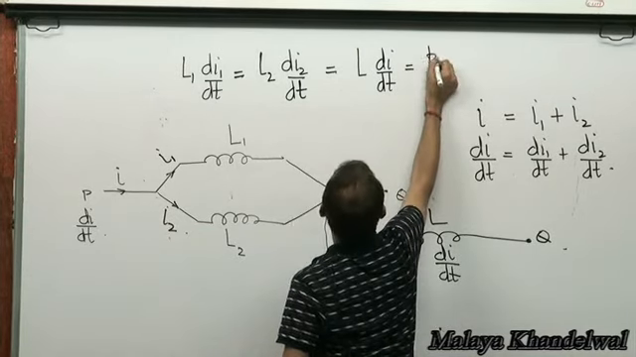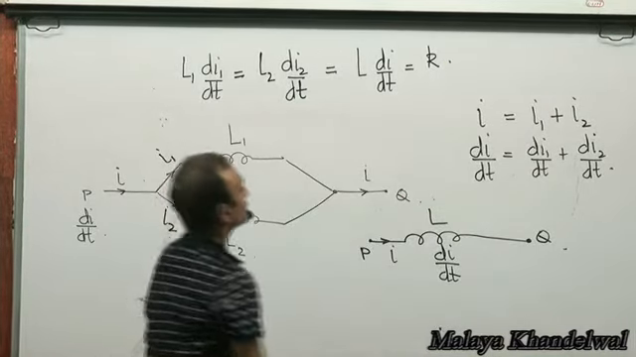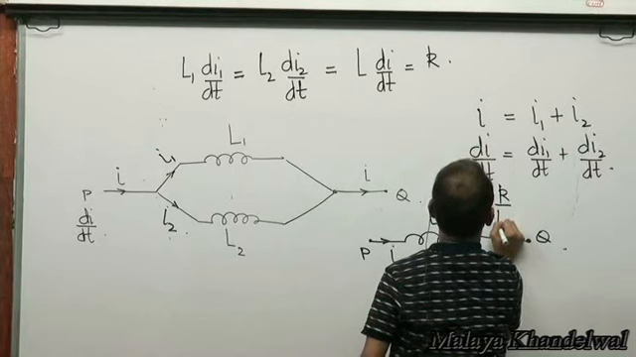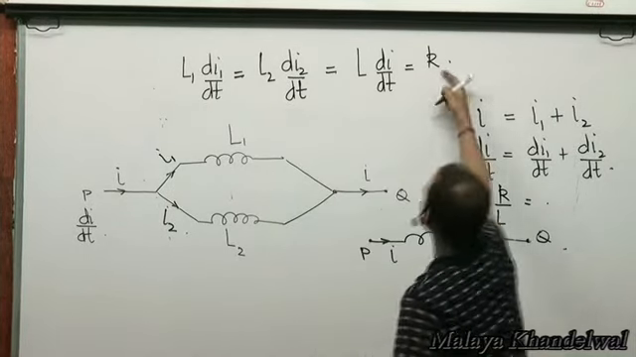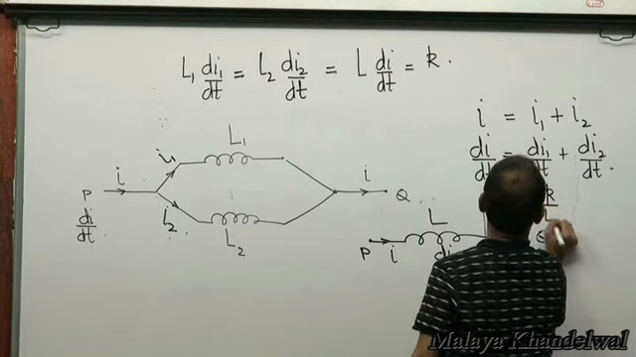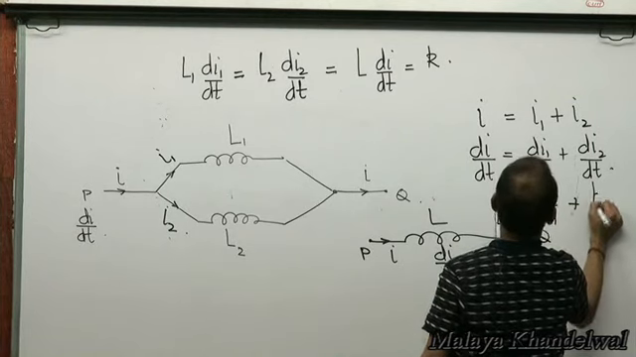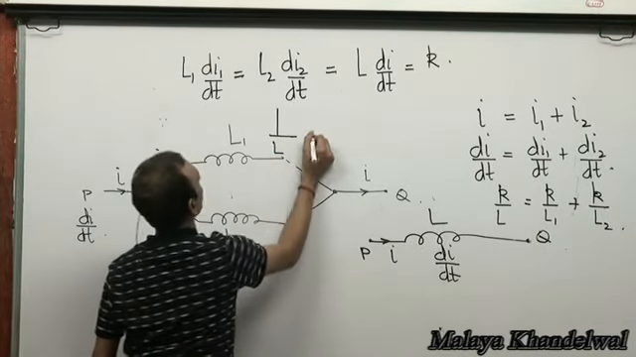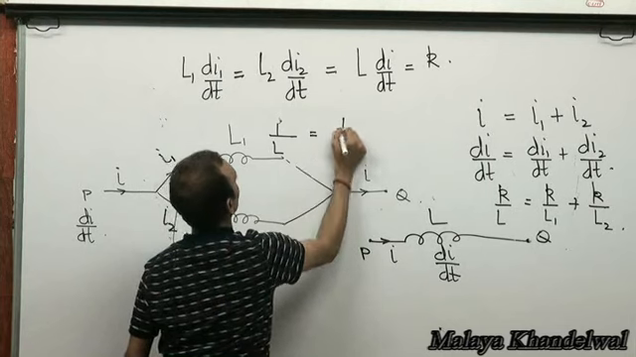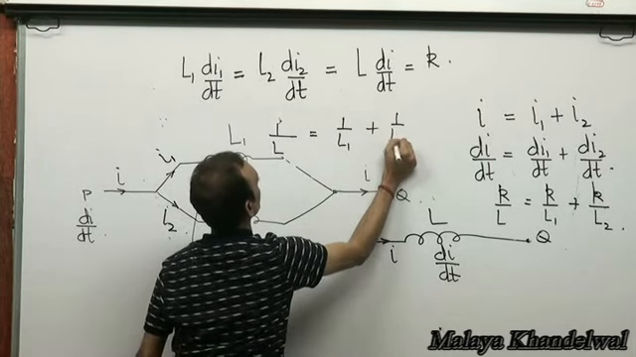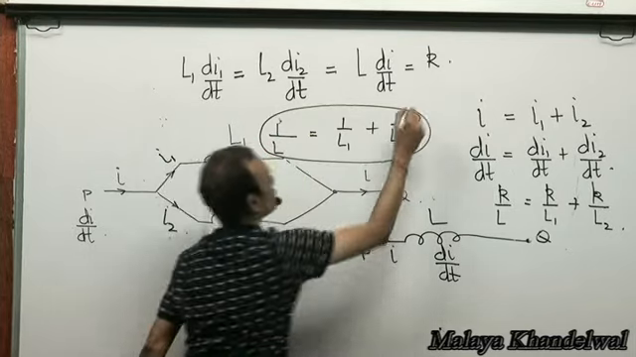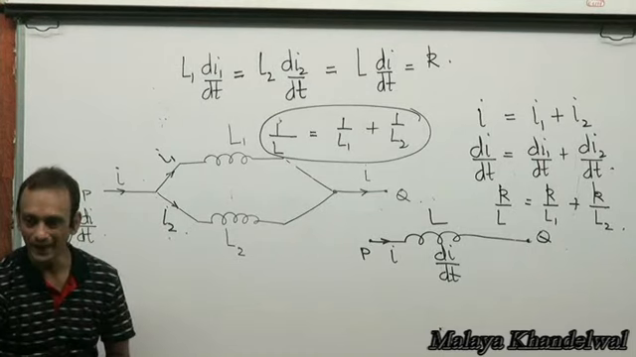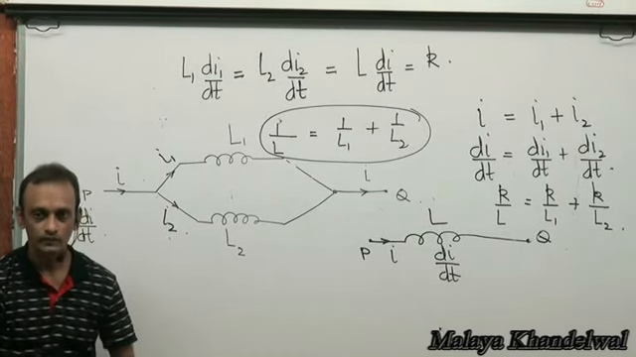Each equal to K, say. Now in this, di/dt I replace by K by L, dI1/dt as K by L1, dI2/dt as K by L2, giving me the equivalent L as 1 by L equals 1 by L1 plus 1 by L2. That's the story of inductors in parallel. Right? Do you all understand this? Clear?